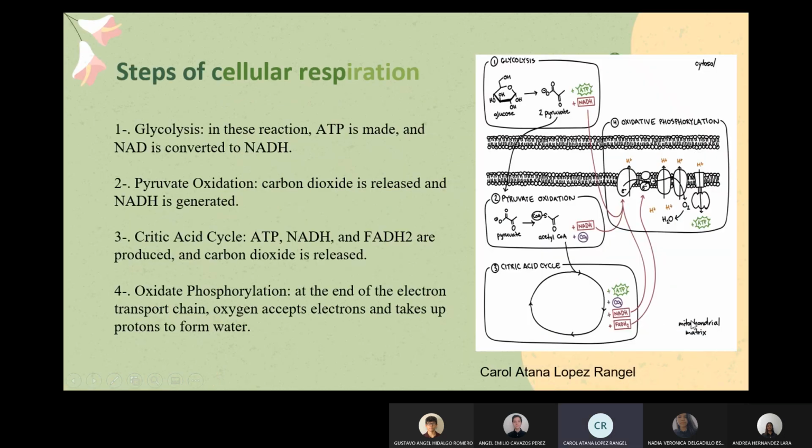Steps of cellular respiration. Glycolysis: in this reaction, ATP is made and NAD is converted to NADH. Pyruvate oxidation: carbon dioxide is released and NADH is generated. Citric acid cycle: ATP, NADH, and FADH2 are produced and carbon dioxide is released. Oxidative phosphorylation: at the end of the electron transport chain, oxygen accepts electrons and takes up protons to form water.